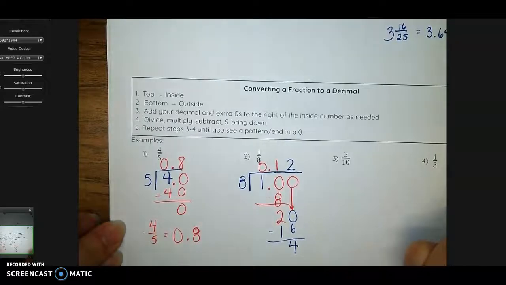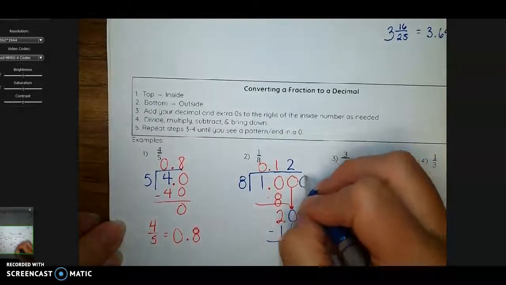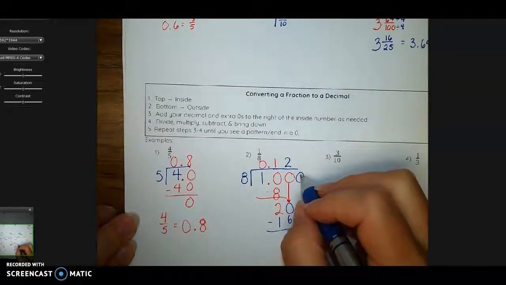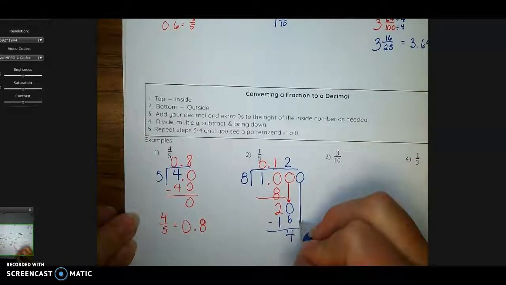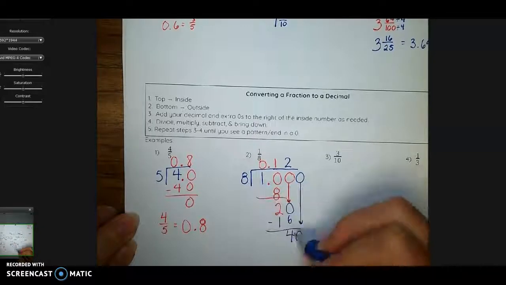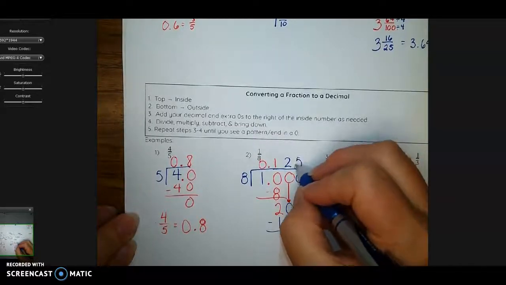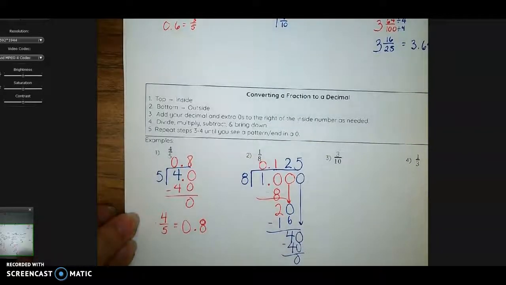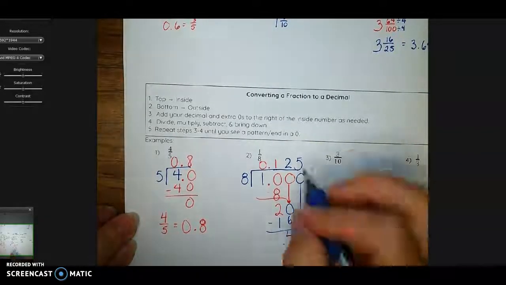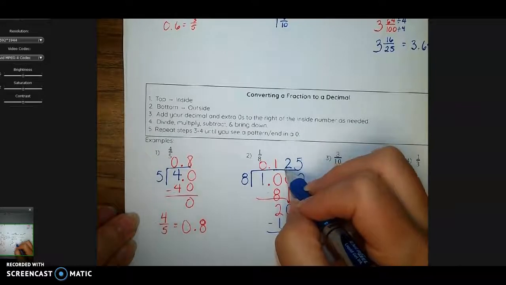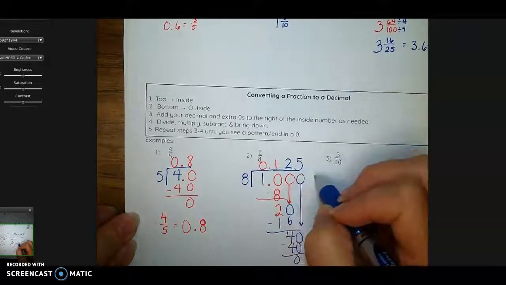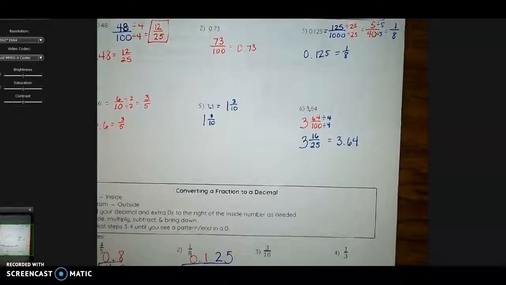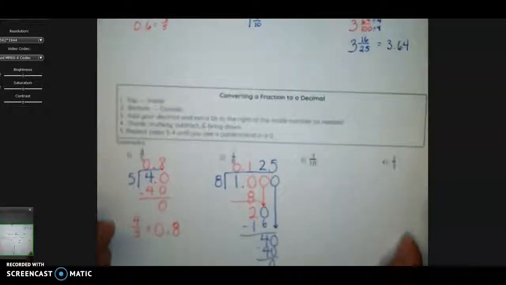When I subtract, I see again that I still have something left over. So I add another 0, and I bring it down, and I say, how many times can 8 go into 40? Well, that's 5 times. And now I'm done. I've gotten a 0 down here, so that means that 1/8 is equivalent to 125 thousandths, which we also found up top going the other way, if you remember.